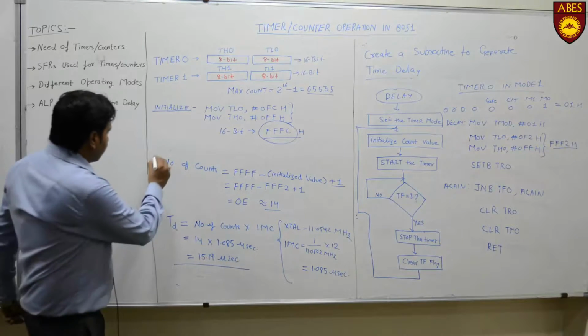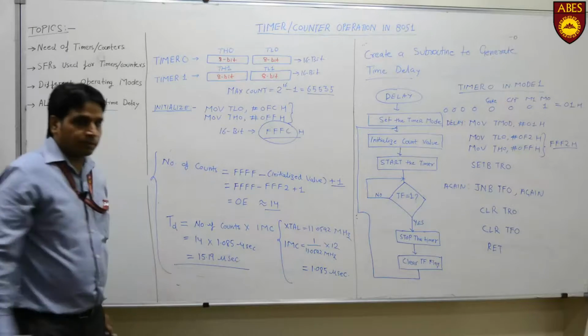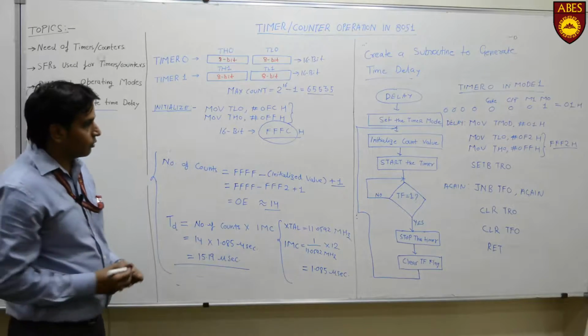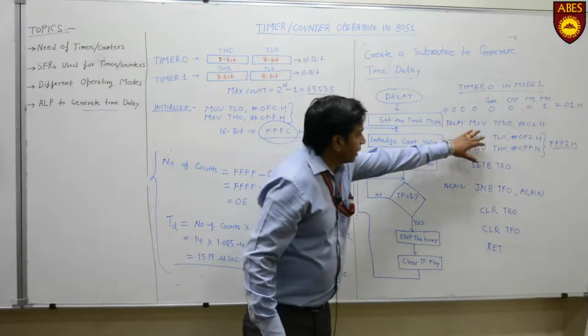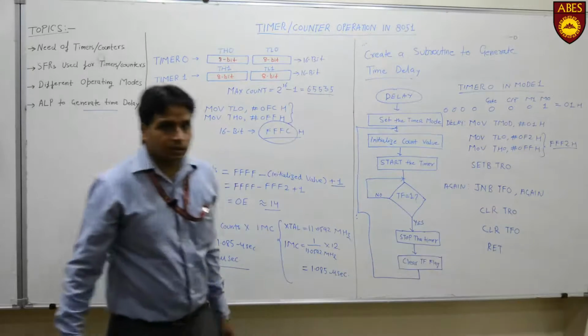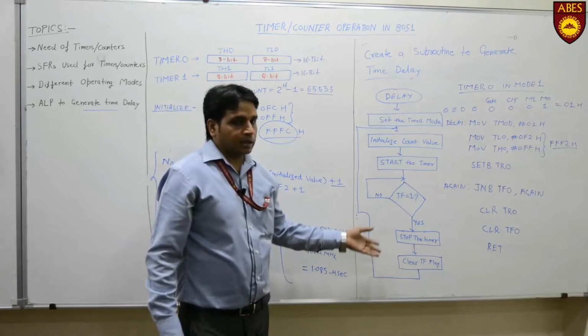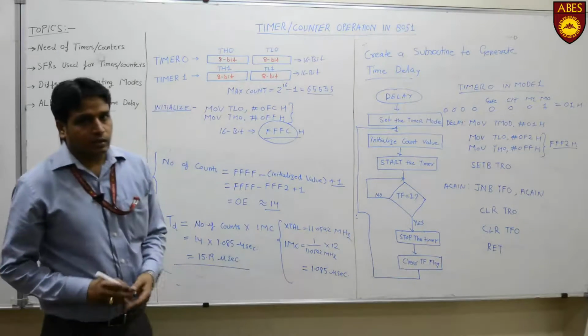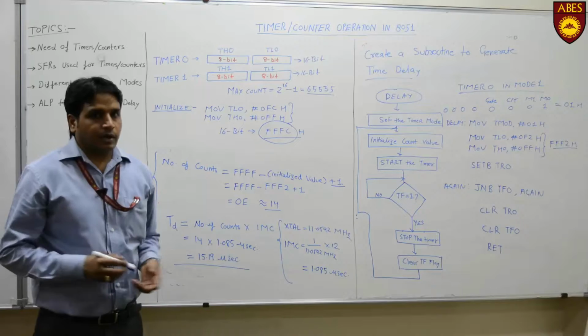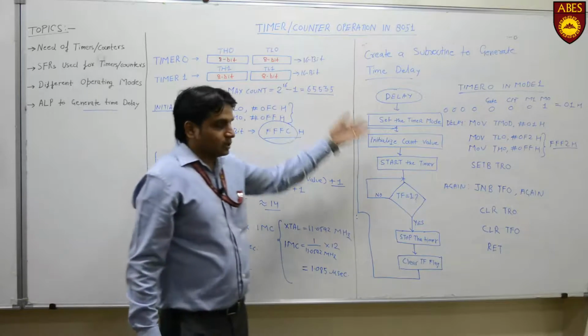We can also use this calculation in a reverse manner to find how much count value we want to load in the TL0 and TH0 registers to achieve a particular time delay. So this is the programming of the timer in mode 1. Similarly, we can use the other modes of the timer for different applications, but the main procedure will be the same.